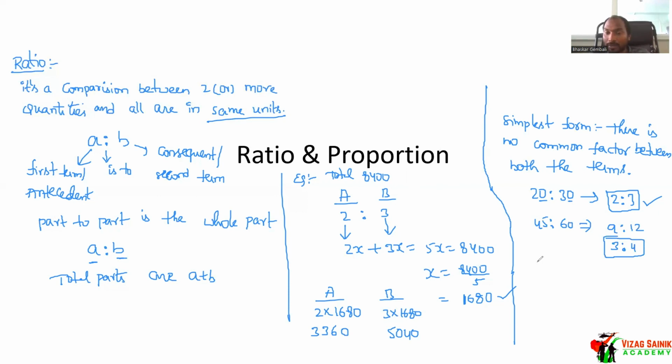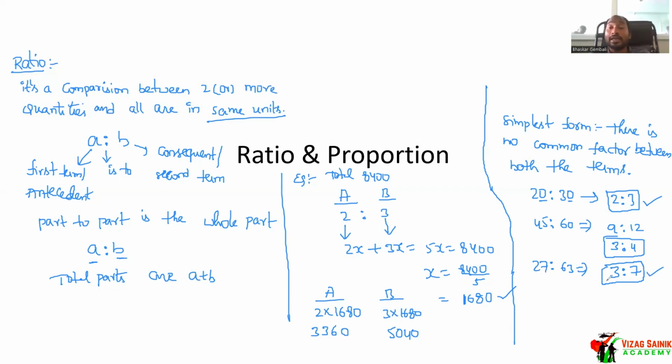Let me give one more example so that you will understand. 27:63. Both come in the 9 table. So go directly with 9 threes are 27, 9 sevens are 63. So the answer is 3:7. This is called the simplest form.